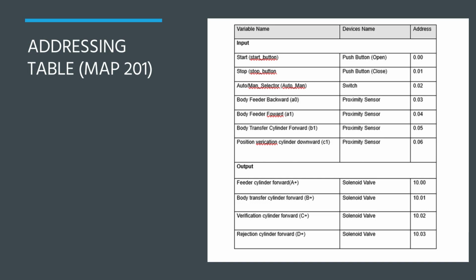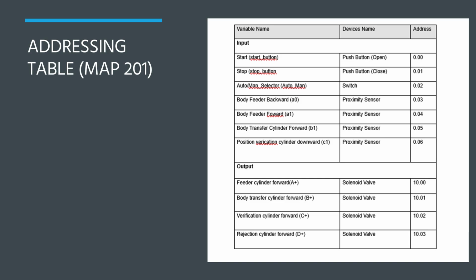Okay, start button, the address is 0.00. Stop button, the address is 0.01. For auto main selector is 0.02. Feeder backward 0.03. Feeder forward 0.04. Transfer cylinder forward 0.05. Verification cylinder downward, the addressing is 0.06.